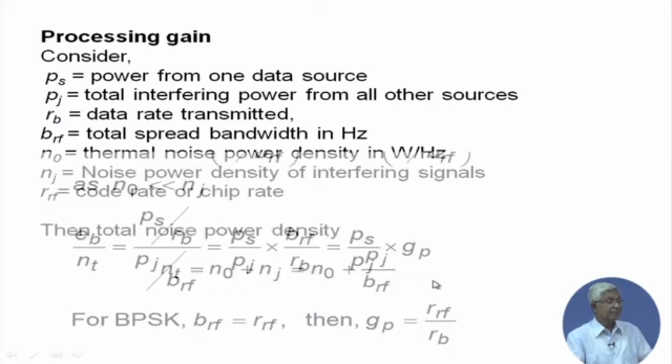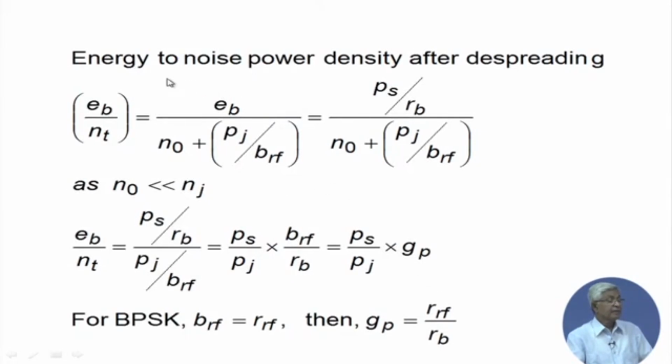Try to remember. Now energy to noise power density after despreading is EB by NT, total noise power. So NT is equal to N0 plus PJ by BRF, we have seen in the last page. So EB by N0 plus PJ by BRF. Now EB, energy per bit, is the power per station divided by RB.